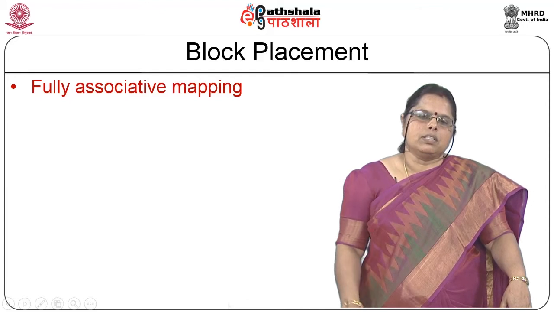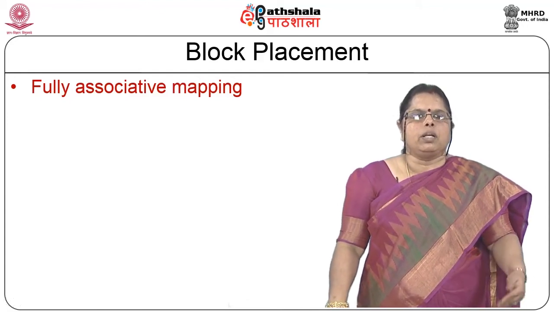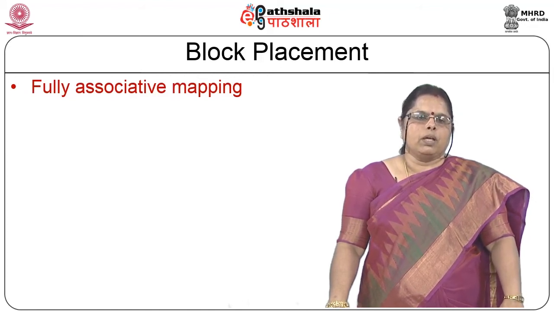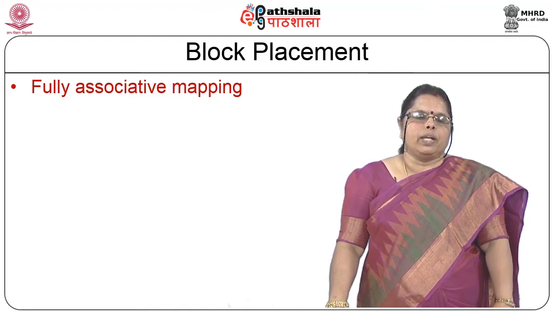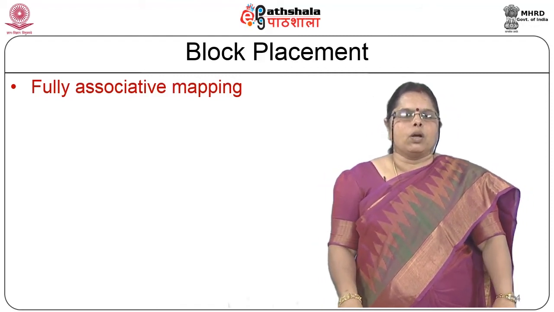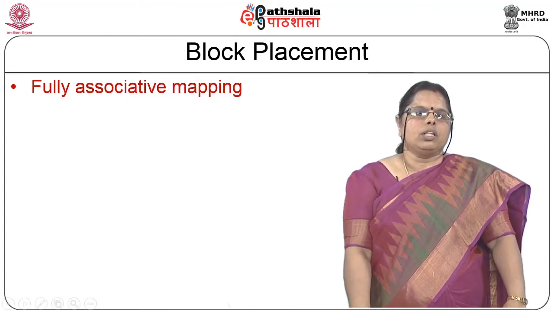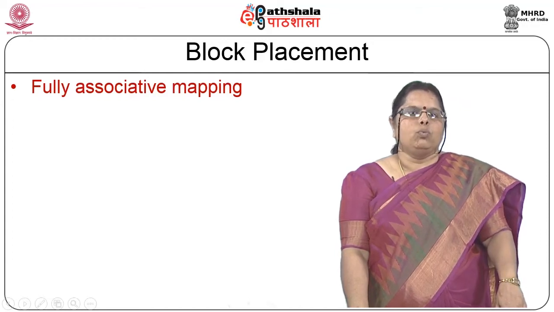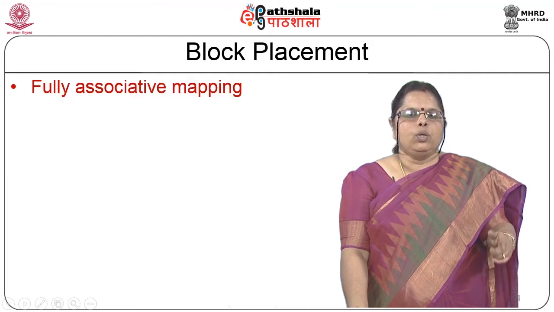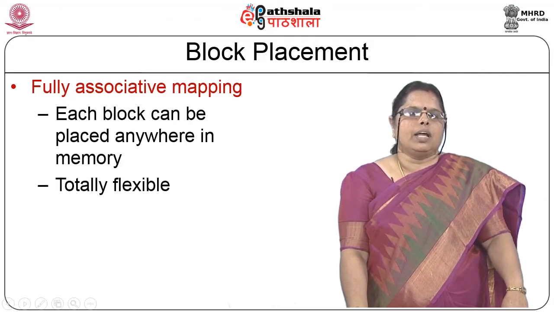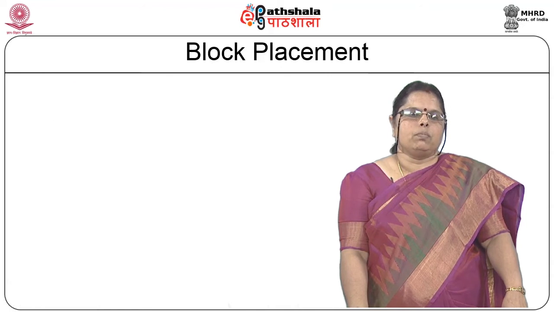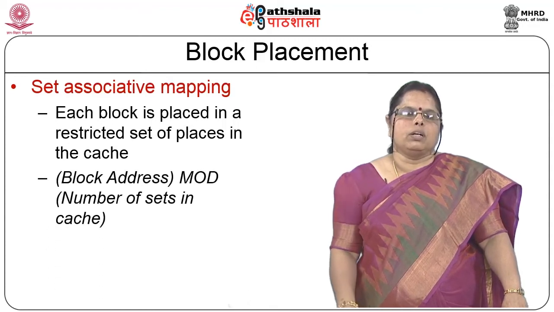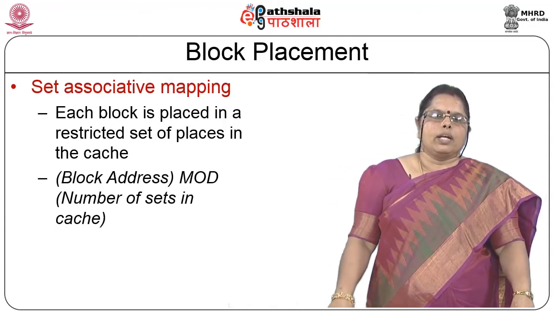The second method, in order to overcome the inflexibility of the direct mapping policy, is what is called fully associative mapping. Fully associative mapping gives total freedom. A block in main memory can be accommodated in any block in cache. It does not have a specific location associated with it. It can be put anywhere in cache, which means only when the cache becomes full will you have to look at a replacement. That is the advantage of fully associative mapping, which is totally flexible, but you have other problems associated with it. We will look at it as we proceed.